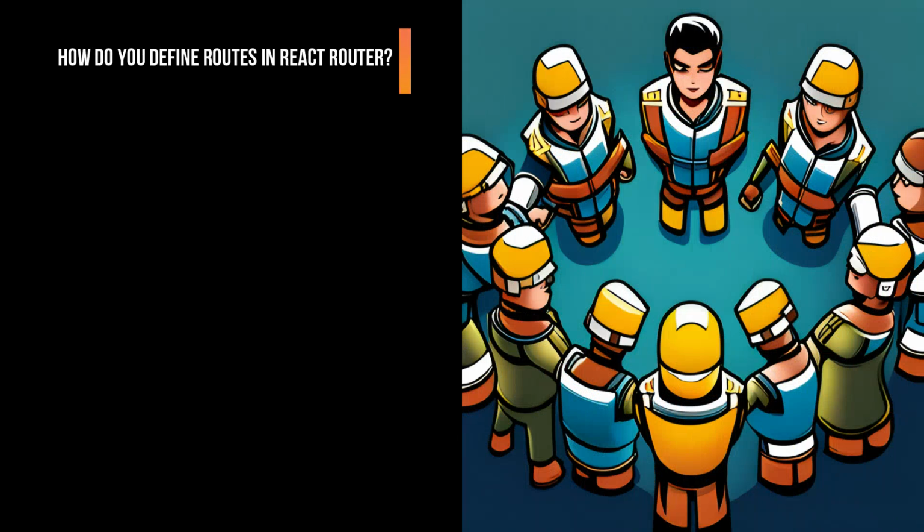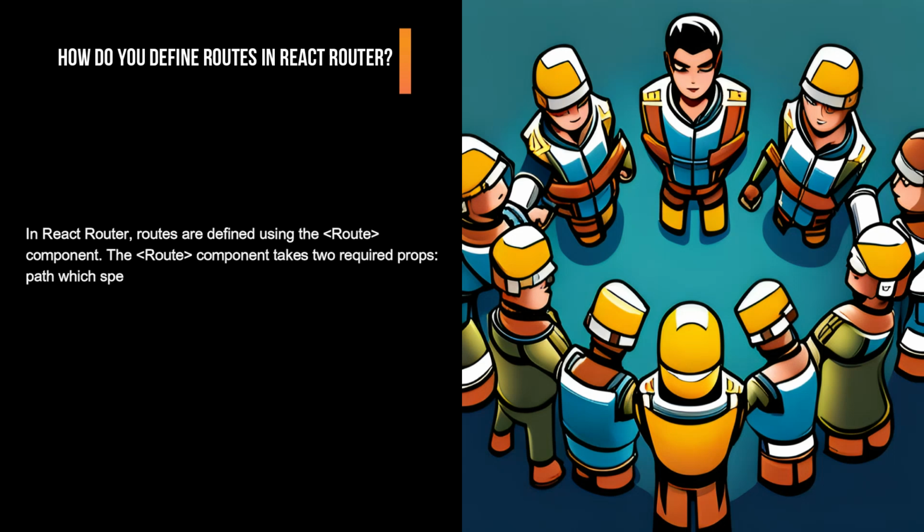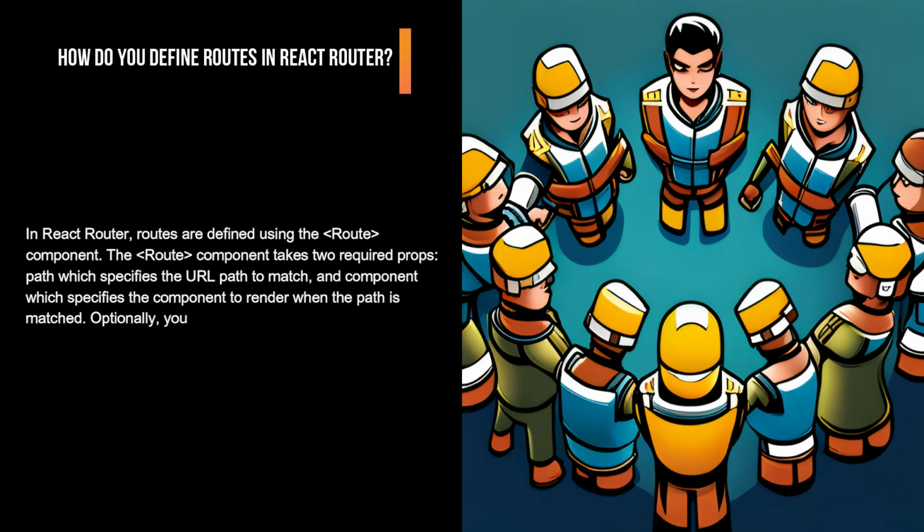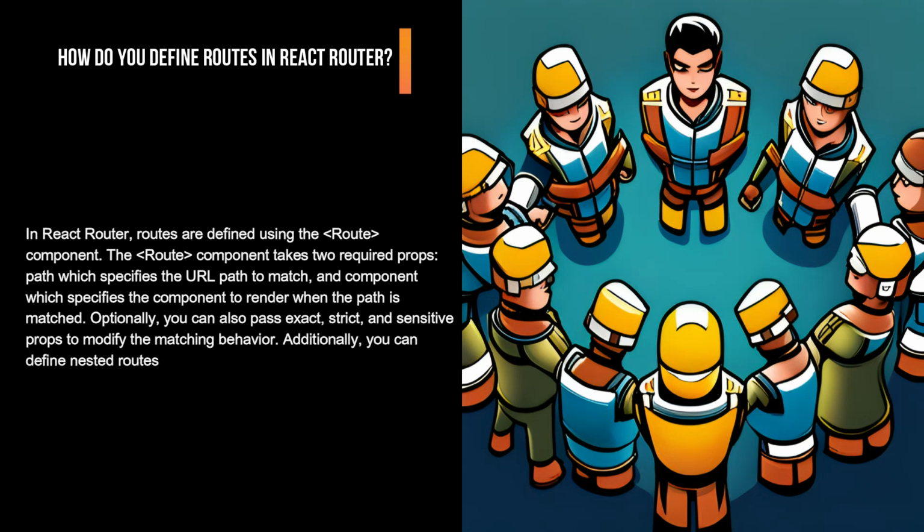How do you define routes in React Router? In React Router, routes are defined using the Route component. The Route component takes two required props, path, which specifies the URL path to match, and component, which specifies the component to render when the path is matched. Optionally, you can also pass exact, strict, and sensitive props to modify the matching behavior. Additionally, you can define nested routes by including Route components within other Route components.